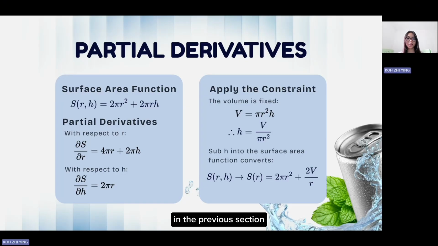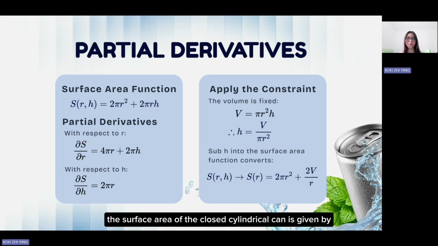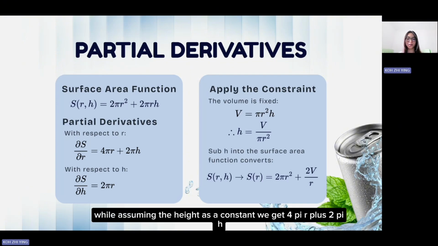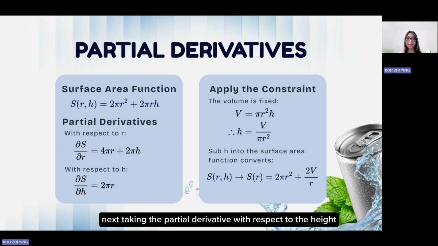In the previous section, the surface area of the closed cylindrical can is given by 2πr² + 2πrh, where r is the radius of the can and h is the height. We first find the partial derivatives. Taking the partial derivative with respect to the radius, while assuming the height is constant, we get 4πr + 2πh. Next, taking the partial derivative with respect to the height, while assuming the radius is constant, is 2πr.